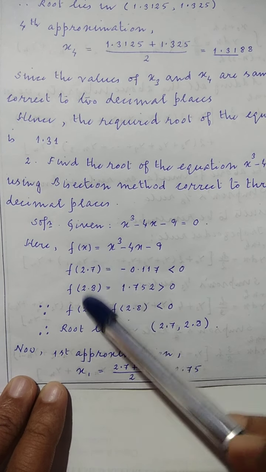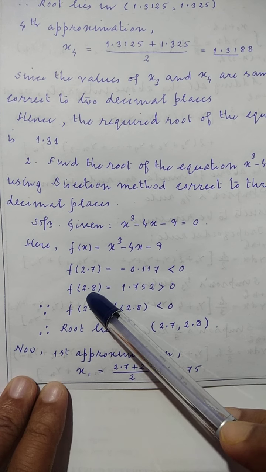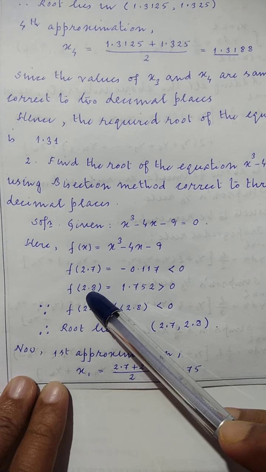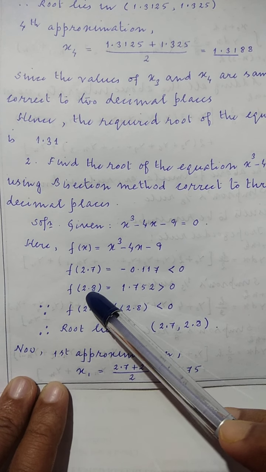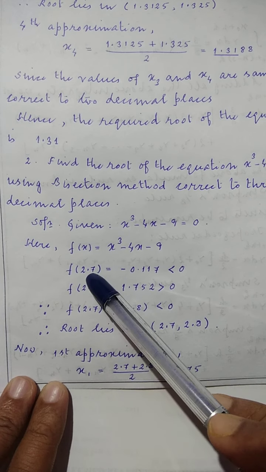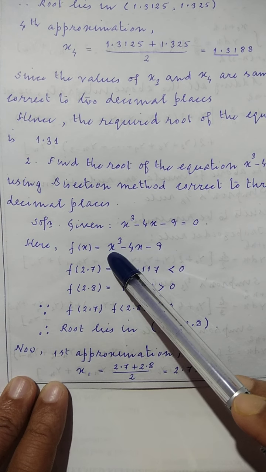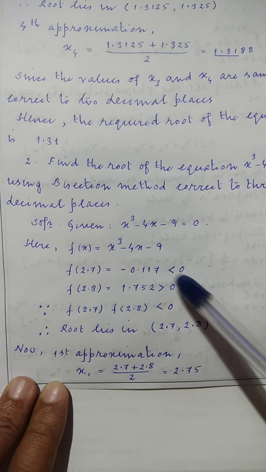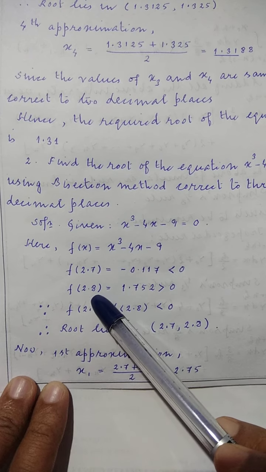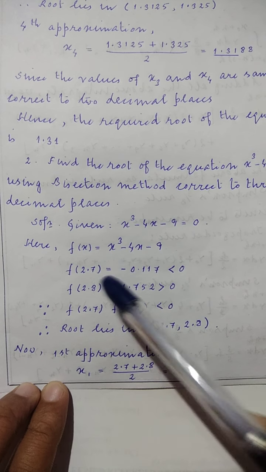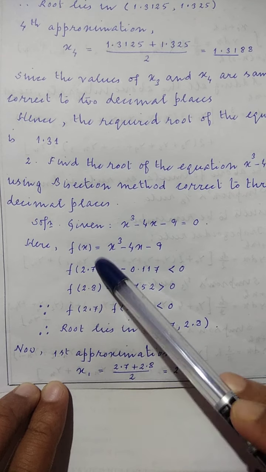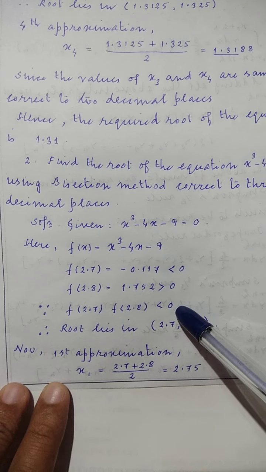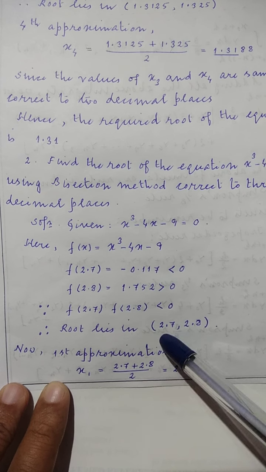But here it's better to take the points closer. In that case you may get the solution within a few steps, or after doing 3 or 4 approximations you may get the solution of the equation. So here I have considered f of 2.7. How to find this? In place of x you write 2.7 and with the help of a calculator just simplify, you will get minus 0.117. This is less than 0, and you find f of 2.8, you will get the positive value. So the product of f of 2.7 and f of 2.8 is less than 0, that means there must exist at least one root of the equation within this interval.